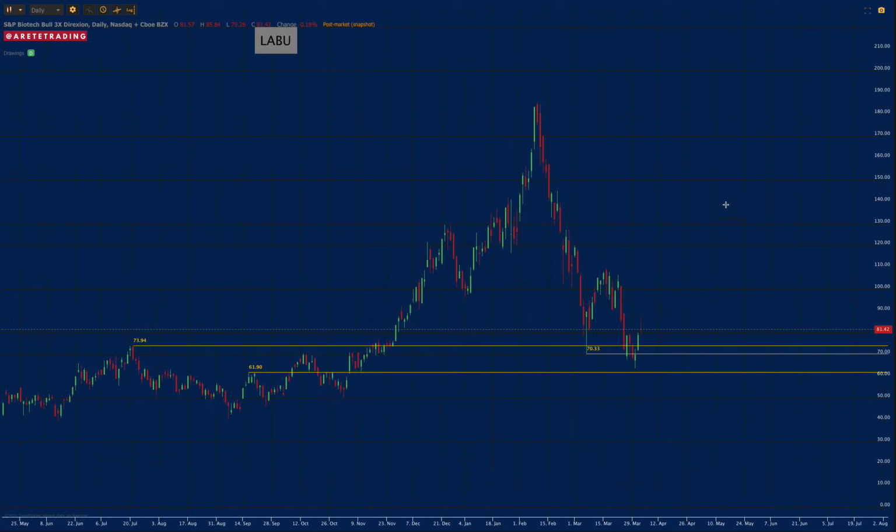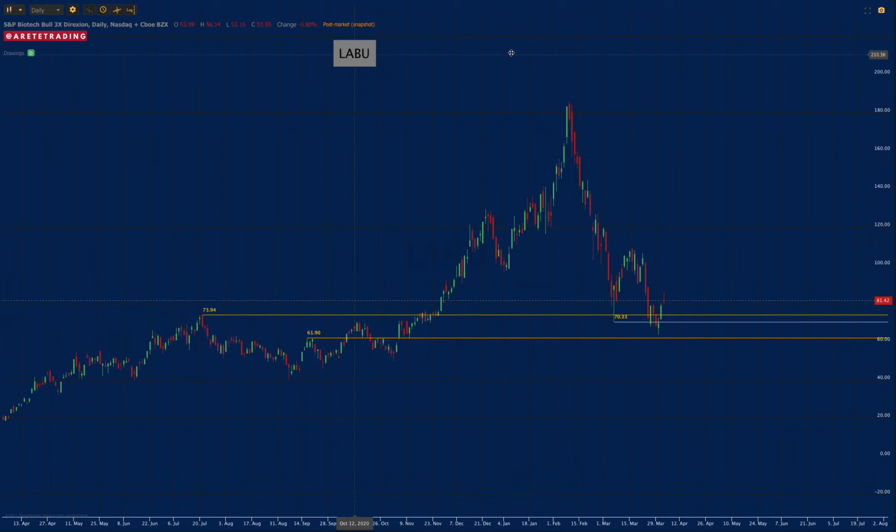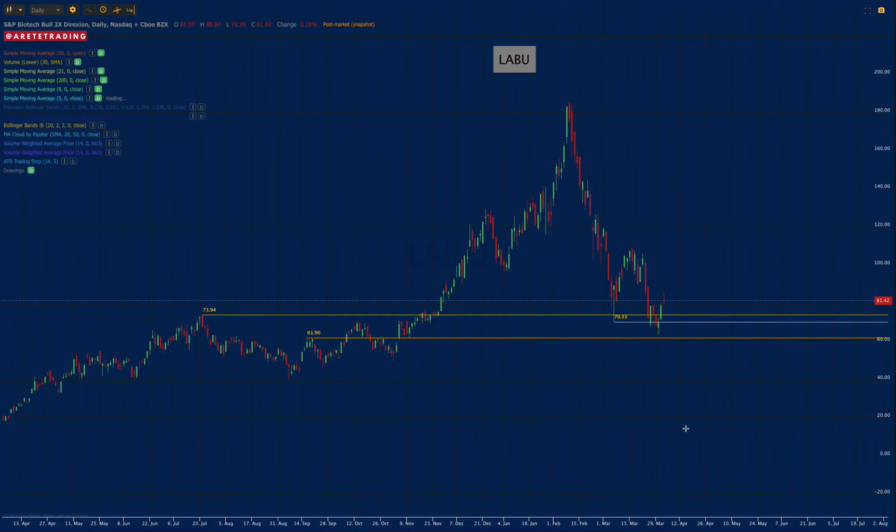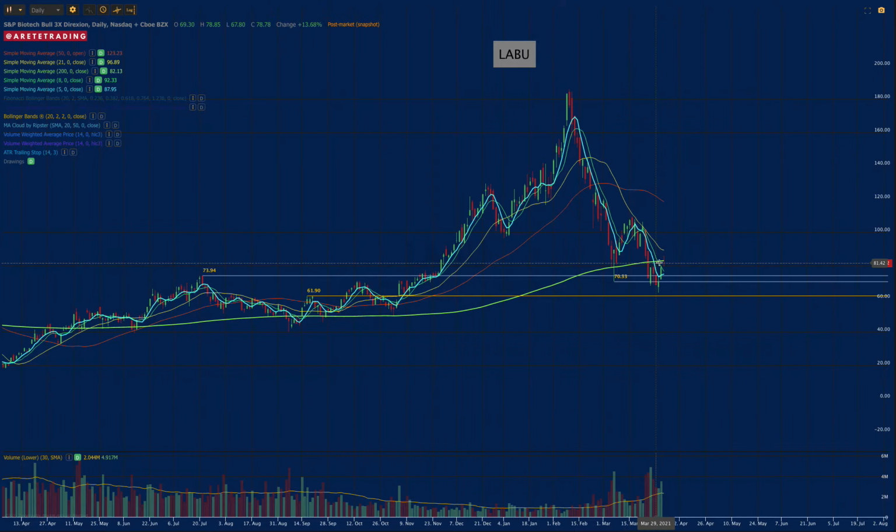And that's what's transpiring. So this was one idea I gave yesterday, this LABU. Look, you opened up, you ran a little bit, and then you just collapsed at the end of the day. I don't think this move is over for the people that are asking about it. I do want to close above this 200-day.